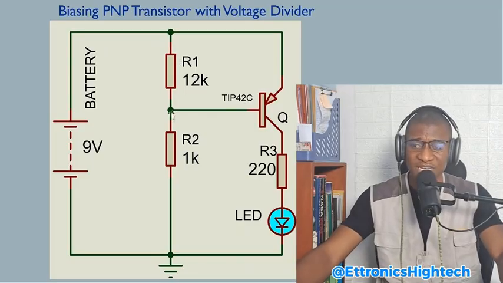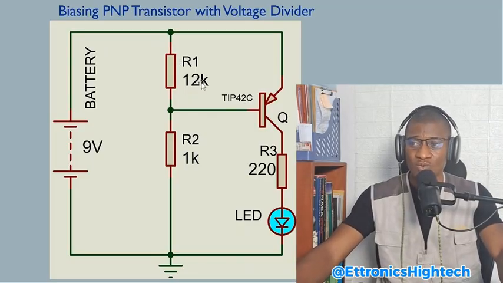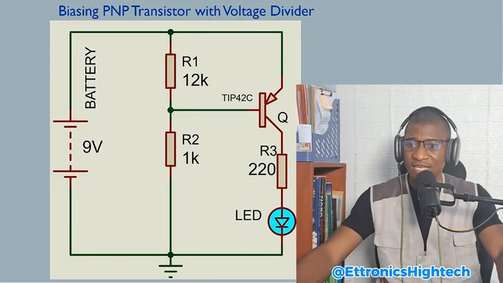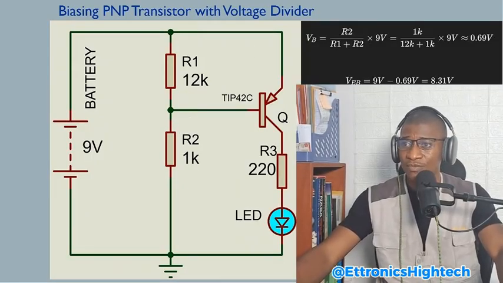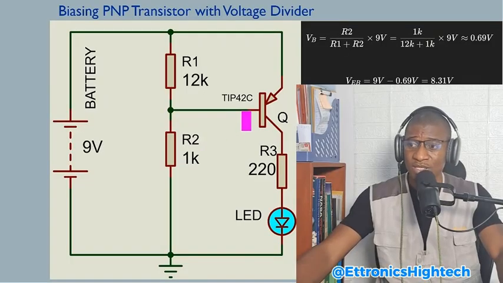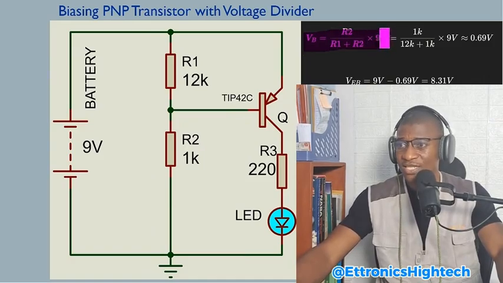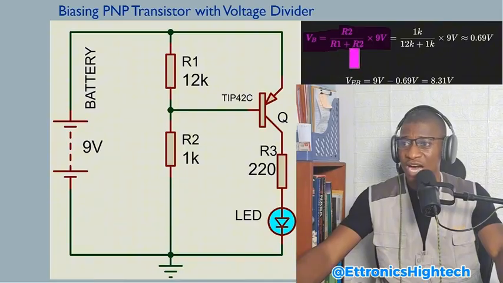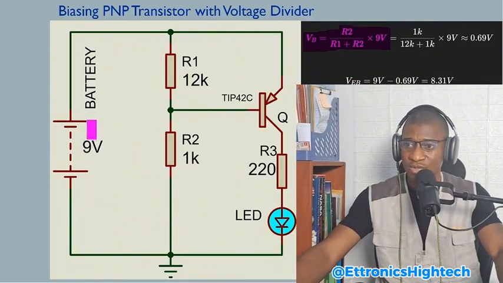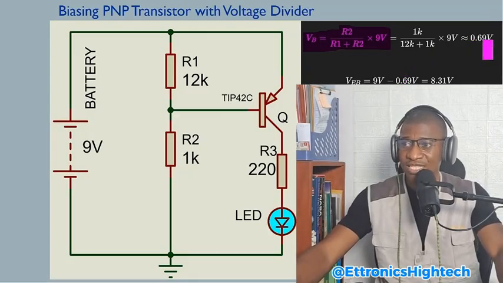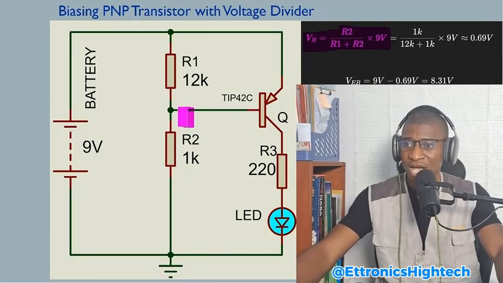So with this voltage divider network, we have R1 at 12K and R2 at 1K. If we carry out the calculation, the voltage drop at R2, which happens to be the base of the transistor, is equal to R2 over R1 plus R2. When you do the math, you multiply by 9 volts, which is the source voltage or VCC, and the result gives approximately 0.69 volts. Now, this is the voltage that we have here.